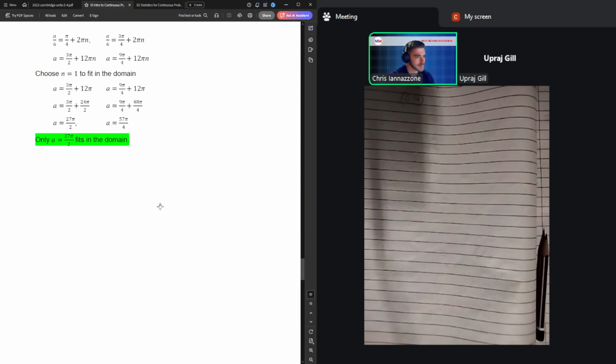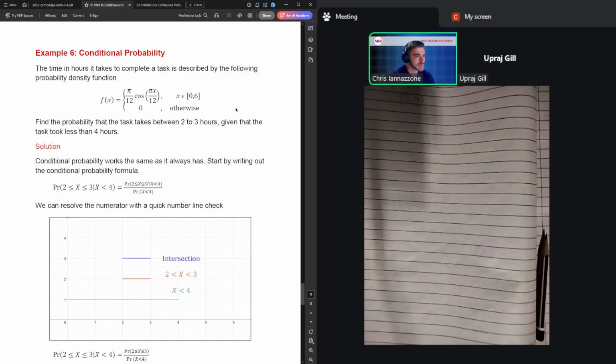Yeah, that's that one. Conditional probability works the same as it always has. You want to find the intersection of the two things and divide by the probability of the conditional. So in this case, it's from 2 to 3 given it's less than 4. You're effectively just solving two separate integrals now.